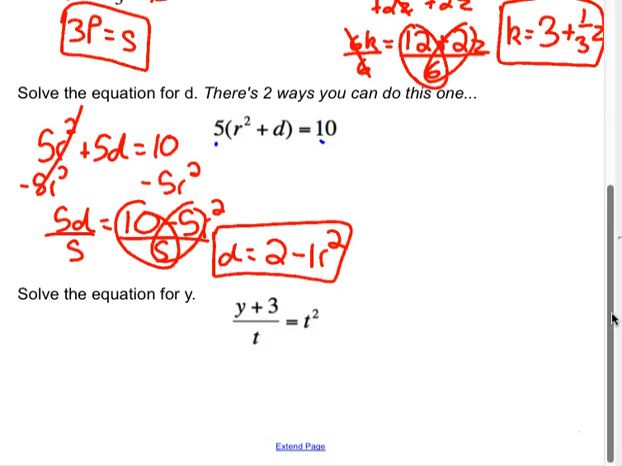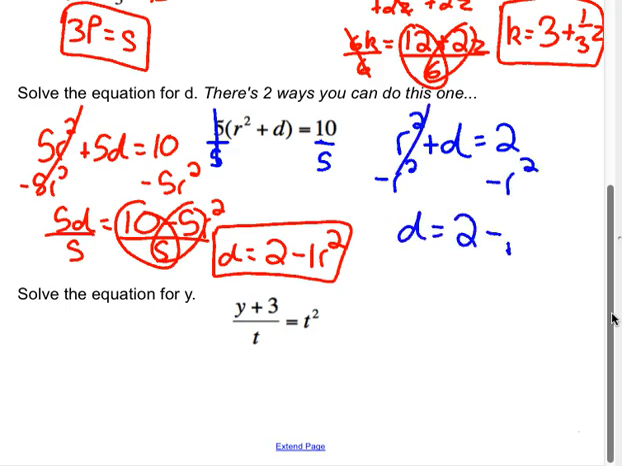Notice this 5 and 10. What if I divided by 5 right away? Since it's sitting out front, it's multiplying the whole thing. I could just take care of that 5 first. Everything's being multiplied by 5, so let's divide by that 5. So I'd be left with r squared plus d equals 2. Now, I still need to get the d by itself, so I subtract r squared. So d equals 2 minus r squared, and you end up getting exactly the same thing.